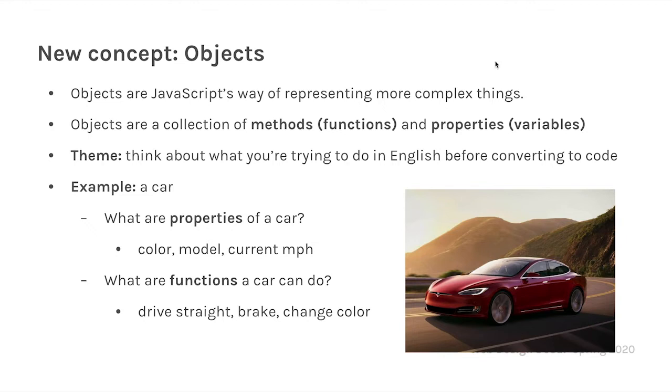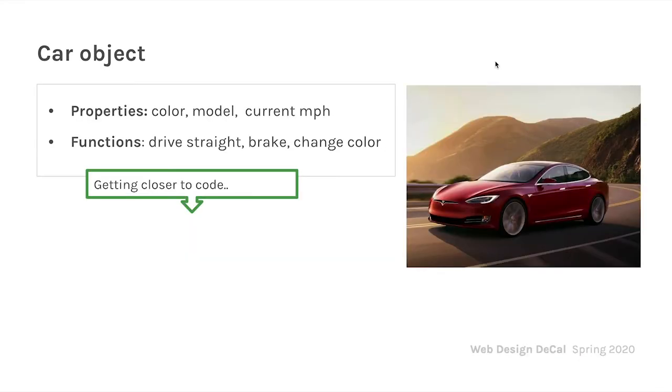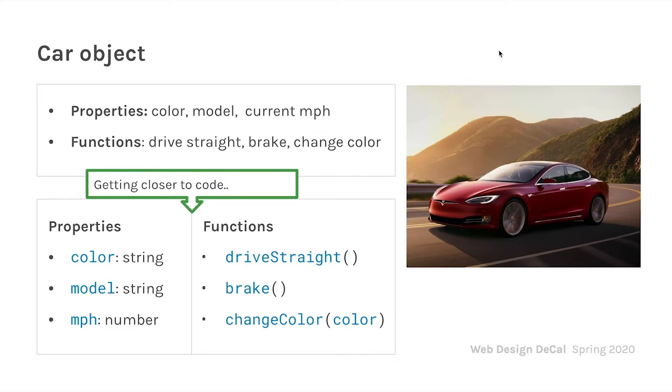And you would want to do this if, for example, maybe you're making a JavaScript game where you drive a car. Then, in the game, the car might have different colors or can go at different speeds, and that's why you want to save these properties and functions as part of this car object. So we have our list of properties and functions that we want our car to have. We're getting closer to code, because now we want to think about how we would represent these things that we're talking about in English, but as code.